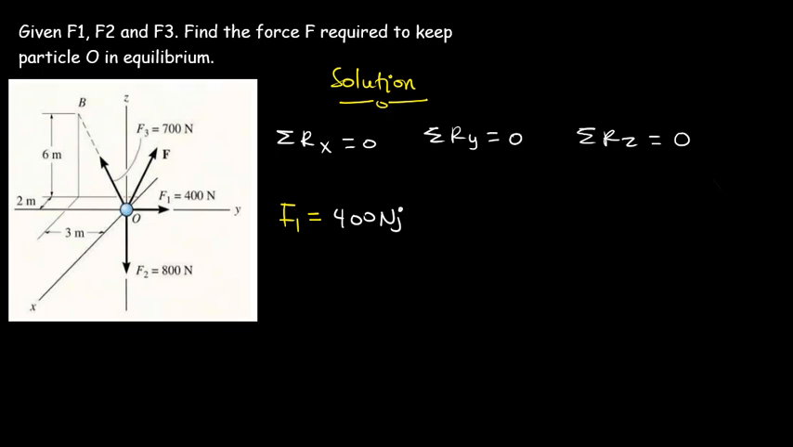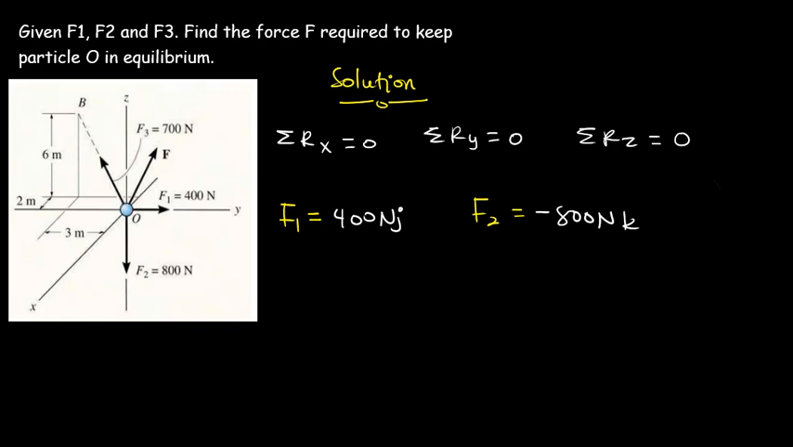Let's look at F2 also. F2 lies on the z-axis direction, and it is in the positive z-axis direction. Sorry, that's actually the negative z-axis direction. So you're going to have minus 800 Newton for the z-axis direction.